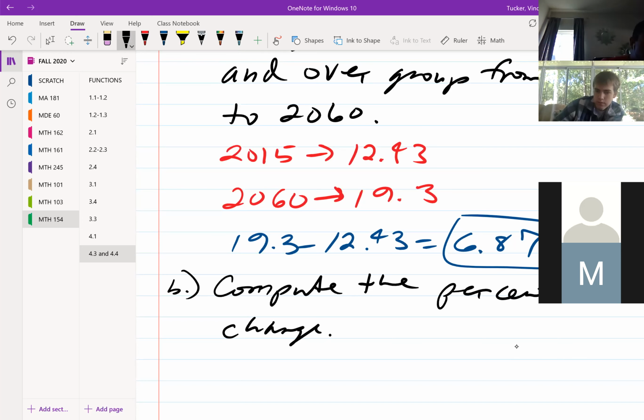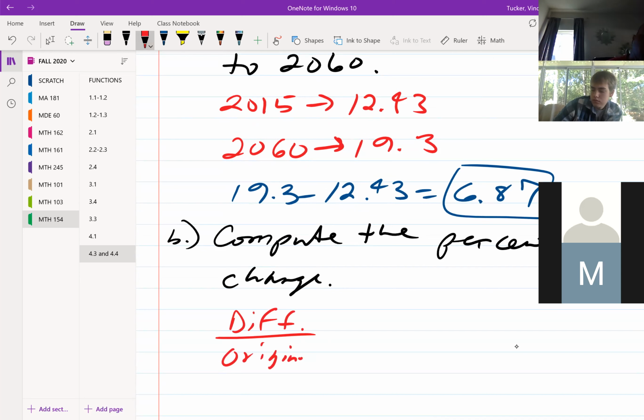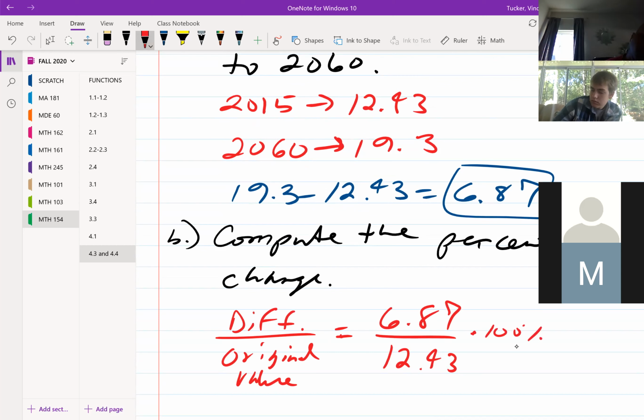All right, so then it tells us to compute the percent change. And we've already talked about this type of problem already. We take the difference, divide by the original amount or original value, 6.87 divided by the 12.43, and we'll multiply that by 100%. So that will be 55.27.